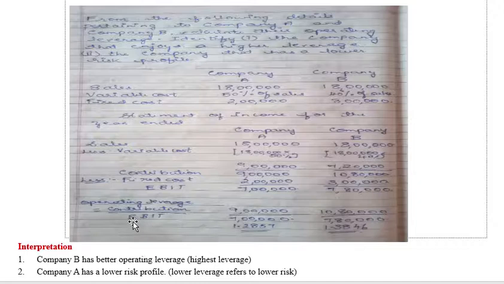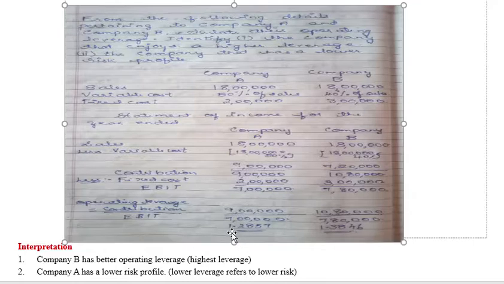Operating leverage is equal to contribution divided by EBIT. The contribution for company A 9 lakh, EBIT 7 lakh. So 9 lakh divided by 7 lakh, you will get 1.2857. Like that, company B 10 lakh 80,000 divided by 7 lakh 80,000, you will get 1.3846. So these are the two values you will get for company A and company B. Now the calculation is over. Okay, after that they have asked you one question here.